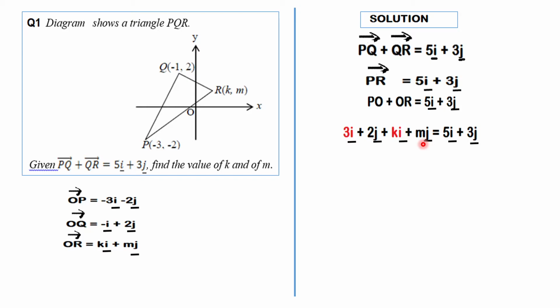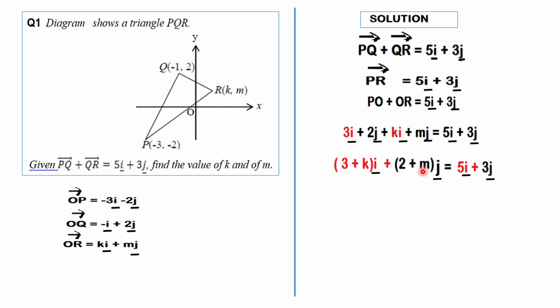Now, on the left hand side, gather the i vectors together. You cannot simplify, therefore you just factorize. Take out the vector i, and in bracket you will have 3 plus K. For vector j on the left hand side, you have 2j plus Mj. So take out the vector j, and in bracket you have 2 plus M.